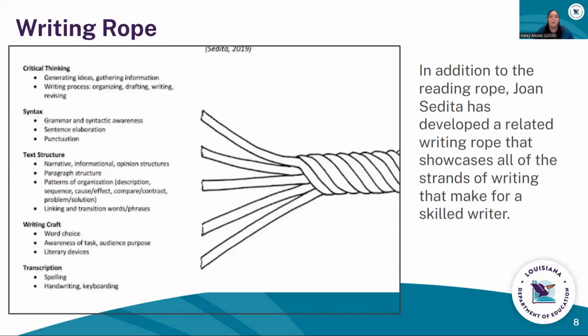The ACT asks students to demonstrate proficiency in critical thinking via revising writing. Syntax will be assessed via grammar and punctuation. Text structures will be assessed via paragraph structures, patterns of organization, and linking or transition phrases. And then lastly, in the writing craft strand, they will be assessed via word choice and audience or purpose.